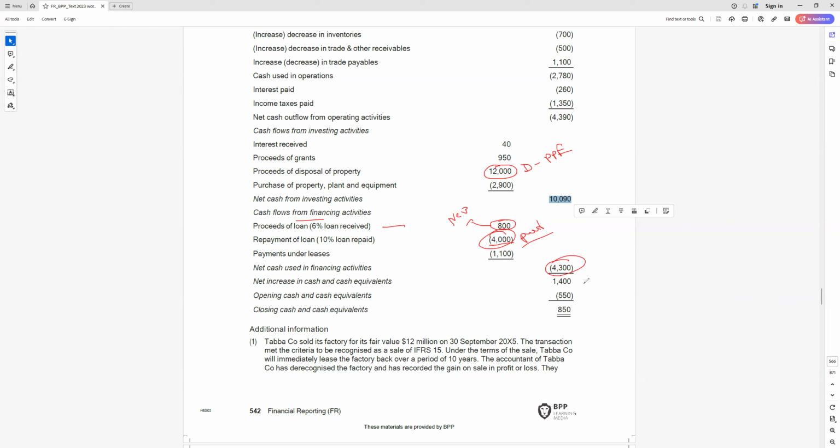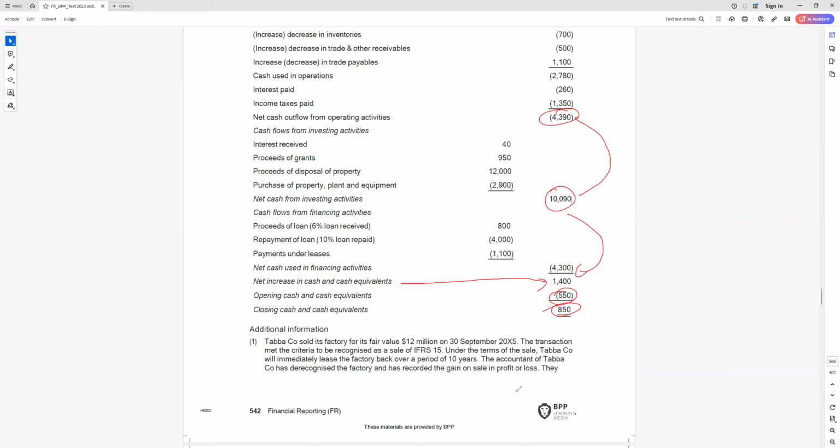So now if we add all of this, if we just find the total balance, we have from the operating activities 4,390. Then we add the investing, and then we minus 4,300, and that will give us 1,400. That is the net increase in cash and cash equivalent. And we have opening cash and cash equivalent 550, and that will give us the closing balance 850. So this is the cash flow they made based on the financial statement above.